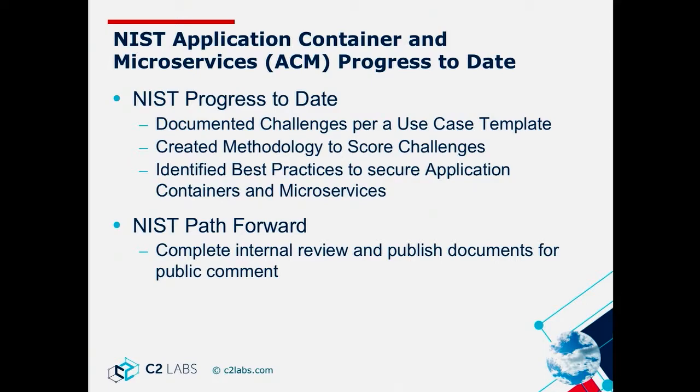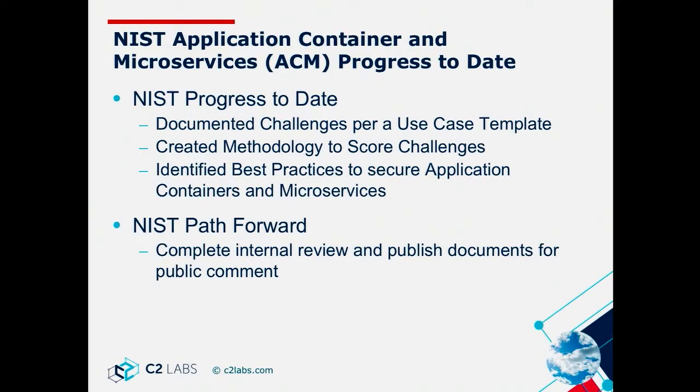We came up with something like 120-ish odd challenges, whittled that down to about 108 challenges, and then scored them across a number of different vectors to determine which challenges were the most relevant in a container microservices architecture, based on a predefined set of questions and criteria that the team leveraged. So we had a team of about 30 folks from all across industry and government, from Salesforce to the U.S. Army Aberdeen Proving Grounds to startups in Silicon Valley. It was a consortium of folks that helped develop this guidance. And then we identified best practices to secure these containers and microservices.